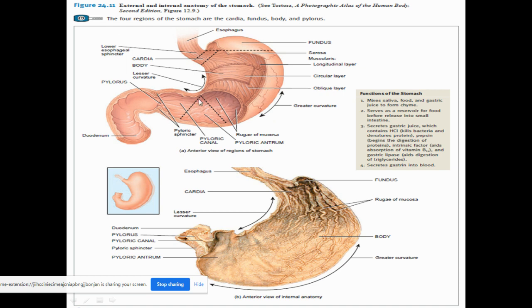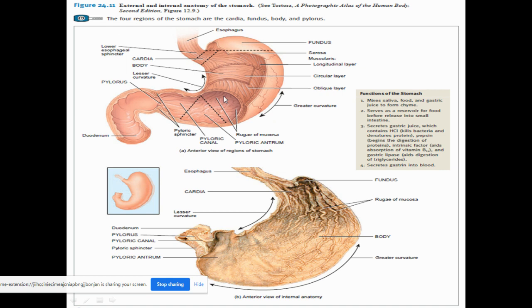The body is the major part of the stomach, which holds the food and acts as a storage reservoir for a long period of time until the digestion is complete in the stomach, and slowly the emptying of the stomach happens.